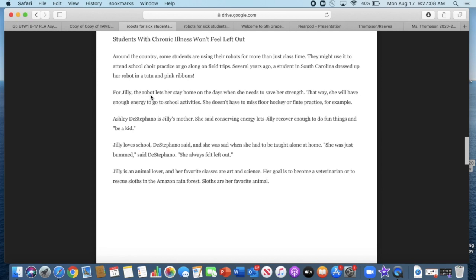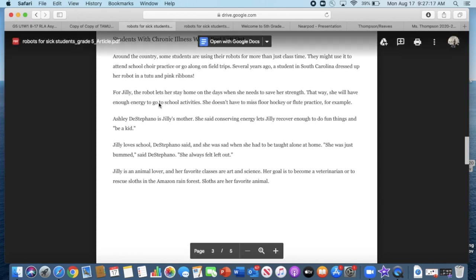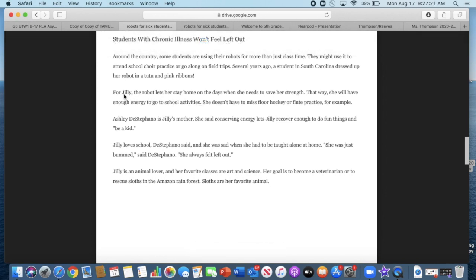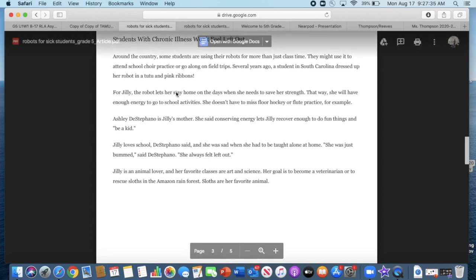For Jilly, the robot lets her stay home on the days when she needs to save her strength. That way, she will have enough energy to go to school activities. Now, if you weren't sure about the solution, this definitely gives you your solution here to her problem. So the robot lets her stay home whenever she can't go to school. She doesn't have to miss floor hockey or flute practice, for example.